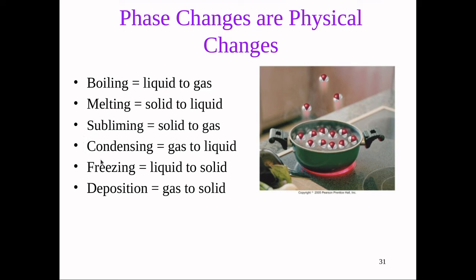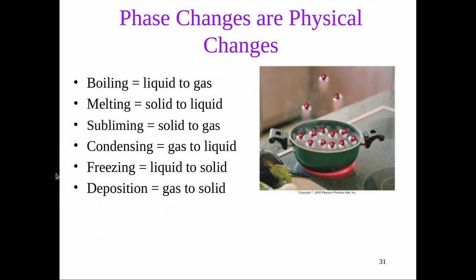The next one we have is condensing. This is a gas to a liquid. This happens a lot. Maybe you see the sweat on the outside of a cold glass on a hot summer's day. This is gas that was in the air, maybe water vapor, that's converting over to a liquid when it hits that cold glass. Freezing. This is a liquid to a solid. We see this a lot. We're pretty good with that.